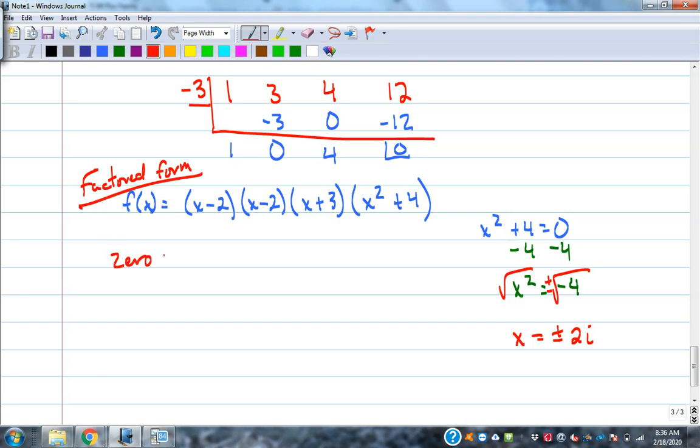The zeros, let's list those. x equals 2 with a multiplicity of 2. x equals negative 3. And x equals plus or minus 2i. How many is that? 1, 2, 3, 4, 5. 5 solutions. The original degree was 5, right? Whatever the degree is, we should be finding that many zeros to the problem.